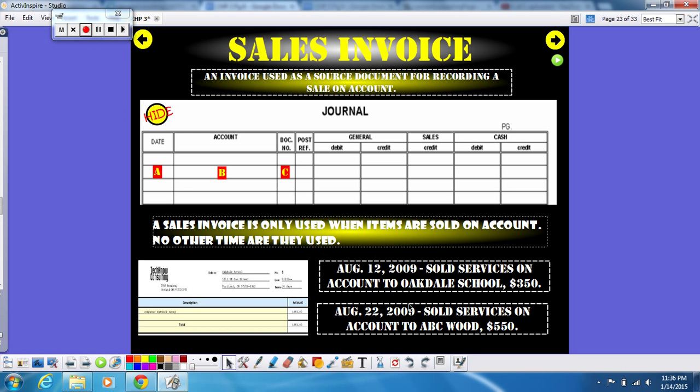Now here's two examples of when we would use it. August 12, 2009, sold services on account to Oakdale School, $350. Here's your second one. So record this, the definition, record when it's used, and the two transactions in your notes. If you need to pause it, go ahead, do that. Alright, so let's look at how it would look on a journal.